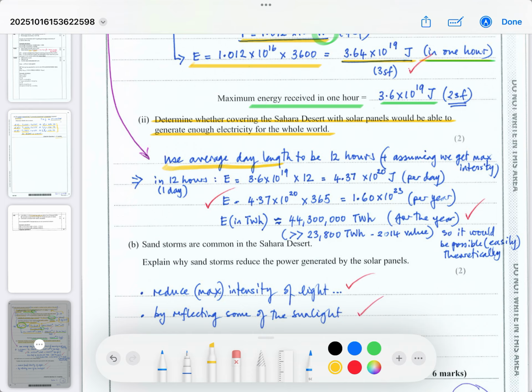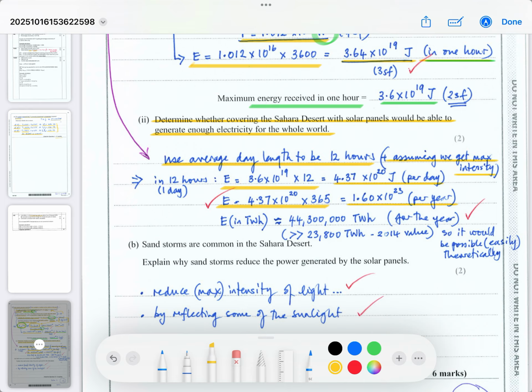So if you use the average day length to be 12 hours, yes, equal days and nights, and assuming we're getting the maximum intensity that we've used before for all 12 hours, which is an overestimate, yes, multiply the value that we just calculated, 3.6, by 12 hours. That's how much you'll get per day maximum, yeah? And then for a year, because it says for the whole year, 2014, you multiply by 365 days, again it's an approximation, and you get this much per year, okay?